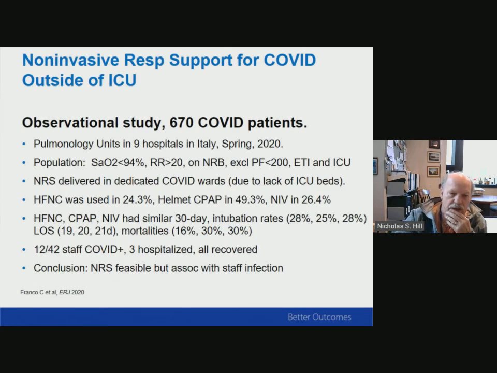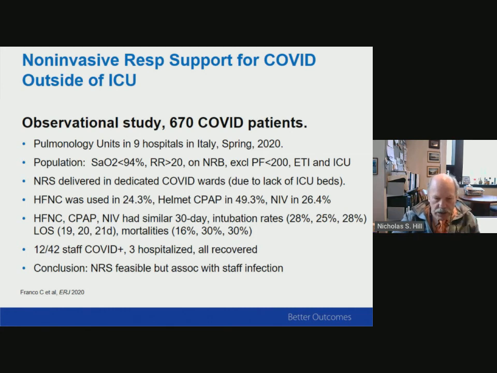Then there was a study out of Italy that looked at non-ICU patients. One of the things they were trying to illustrate here was that you could treat these COVID patients outside of the ICU until they got sicker, and thus conserve ICU beds and equipment such as ventilators. And in this study, high flow was used in a quarter of patients. The helmet administering CPAP was used in half. And of course, in Italy, there's been a lot of experience going back a couple of decades using the helmet. So they're quite comfortable with it there. And then the last quarter went on non-invasive ventilation.